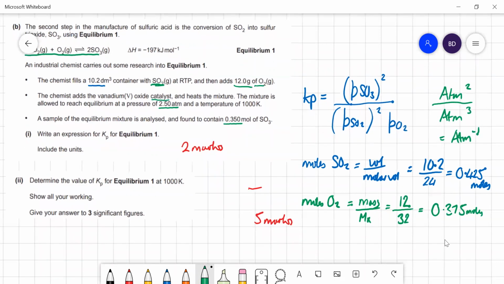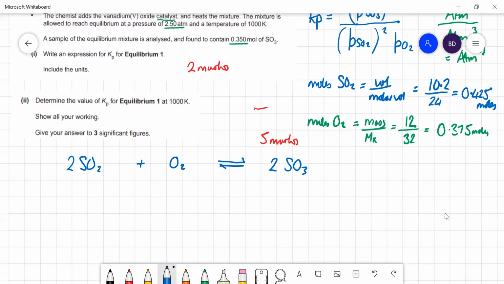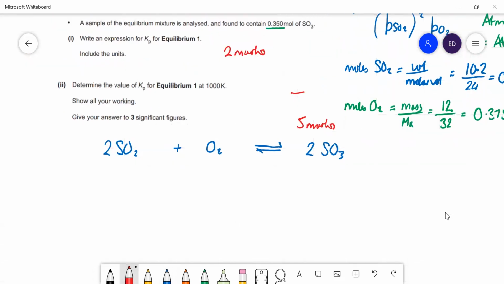So what we're going to do is one of these start moles, final moles, and so on. So I'm going to write down my equation, which is 2 SO2 reacting with 1 of oxygen to give us 2 moles of SO3. So here we're going to have start moles. Then we're going to have moles used up. Then we're going to have equilibrium moles.